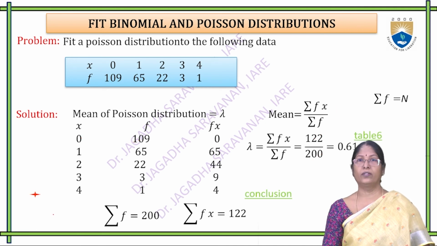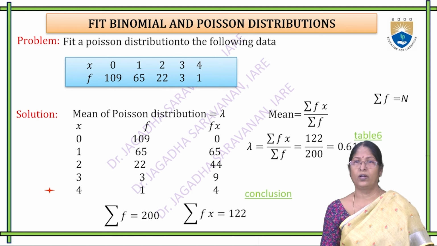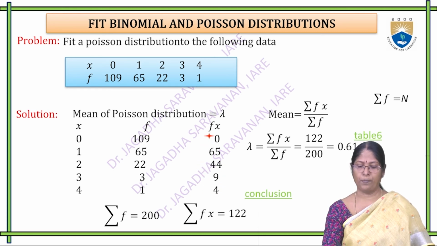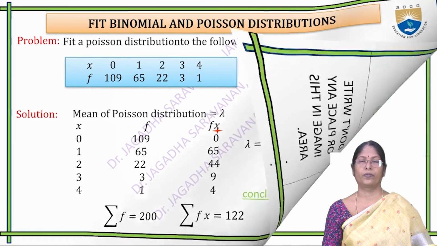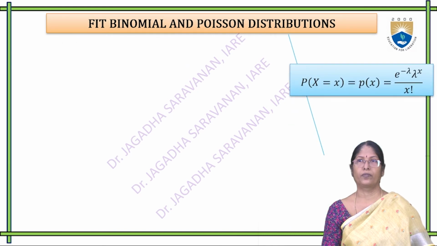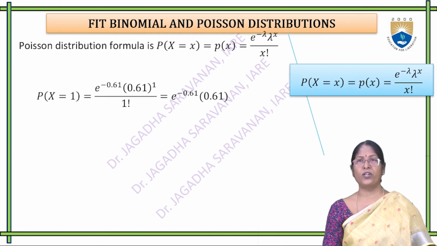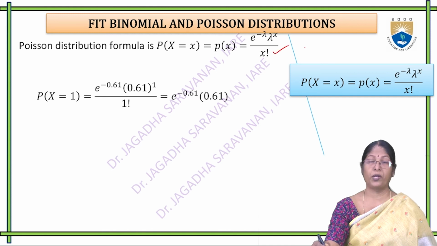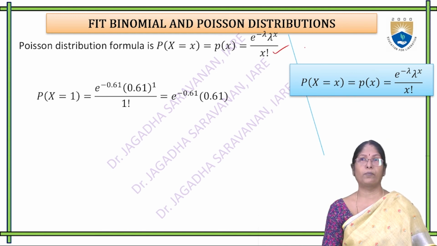So we are seeing what the star marks denote. That is, the complete data we added, 200 we got. We first multiplied fx and added, and we obtained 122. So the Poisson distribution formula, now we are very much familiar: e power minus lambda into lambda power x by x factorial.